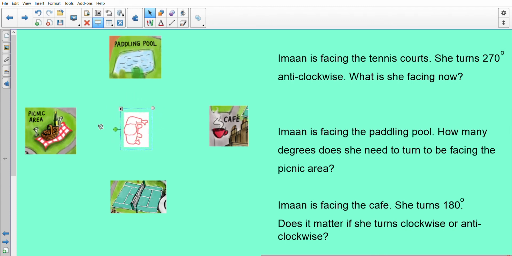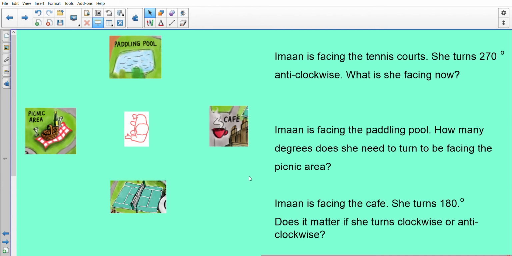Let's try it the other way. She goes anti-clockwise, 90 degrees, 180 degrees. So the answer is no, it doesn't matter, because either way it's a half a turn. It will get her to the same place, won't it? Okay.